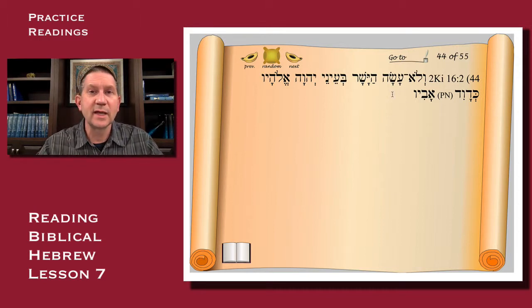We have V'lo asa hayashar be'enei Adonai Elohaiv keDavid aviv. So we have the negation, V'lo asa, you've had as a vocabulary word, so he did not. Hayashar. So yashar is an adjective, and what noun does it go with? It doesn't go with any noun. So this is a substantival adjective. We didn't have any of those in our exercise about good and bad men, women, kings, and queens. So yashar is upright. It's articular. He didn't do the upright stuff. We might turn that into a phrase in English like what was upright. He didn't do what was upright.